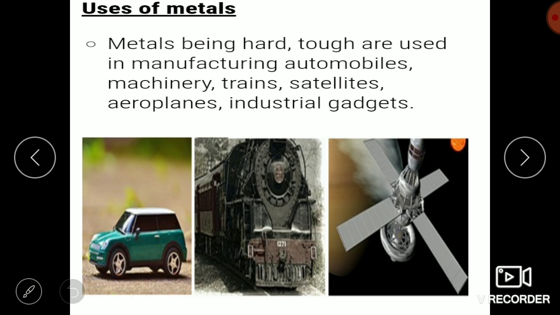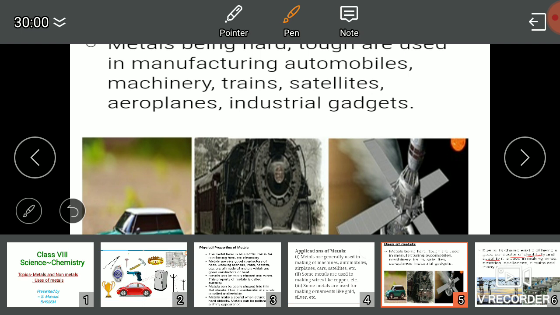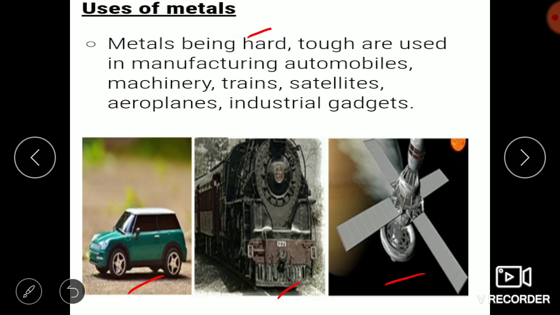Uses of metals. Here you can see the satellite, the train engine, the vehicle, the car. These are all made up of what? These are all made using different metals. Metals being hard, tough, rigid are used in manufacturing automobiles, machineries, trains, satellites, aeroplanes, industrial gadgets, etc. Why do we make these things using metals? Because of the property of metal, that it is hard and tough. Tough means rigid. Metals are hard and tough. That's why we use metal for making these things.